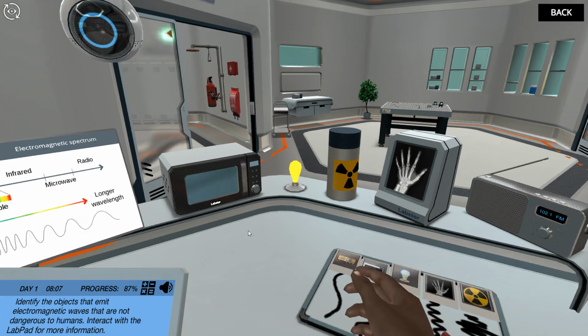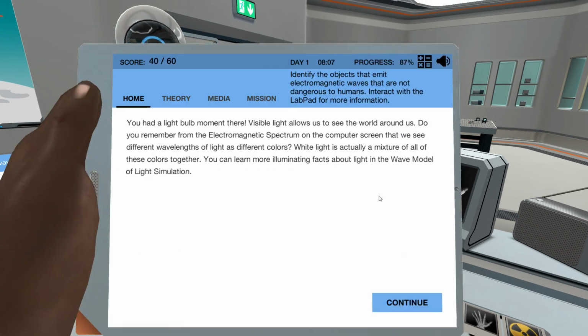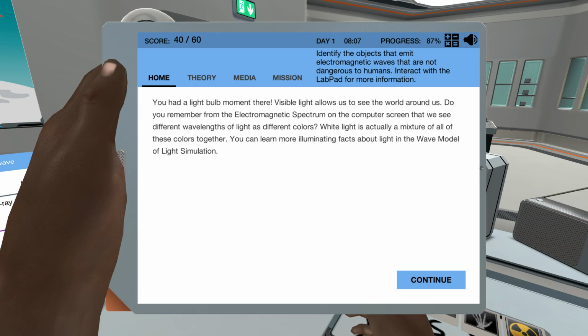You had a light bulb moment there. Visible light allows us to see the world around us. Do you remember from the electromagnetic spectrum on the computer screen that we see different wavelengths of light as different colors? White light is actually a mixture of all of these colors together. You can learn more illuminating facts about light in the wave model of light simulation.